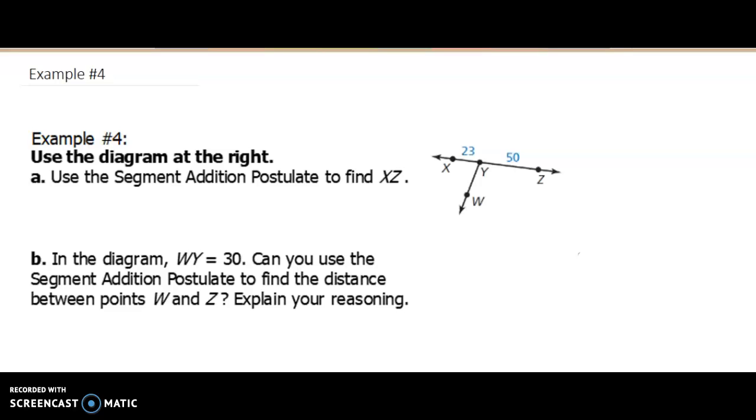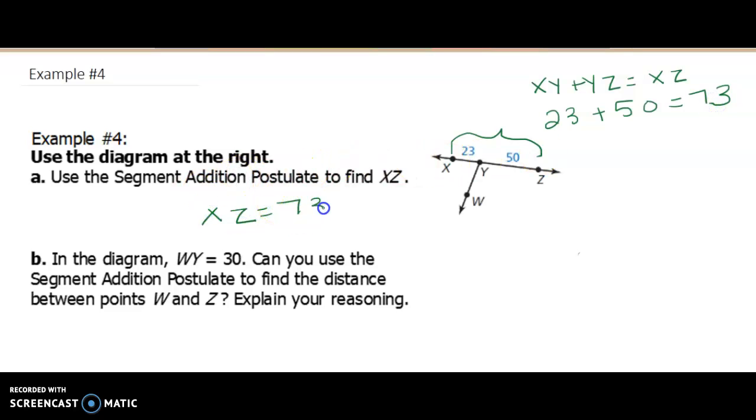All right, let's look at example 4. For example 4, we're going to use this diagram to the right. It says use the segment addition postulate to find XZ. Well, these are together. The three points are collinear, so I can say XY plus YZ equals XZ, right? So XY, it's given, is 23. YZ is given as 50, and that equals 73. So XZ is 73. All you have to do is add because they're right there.